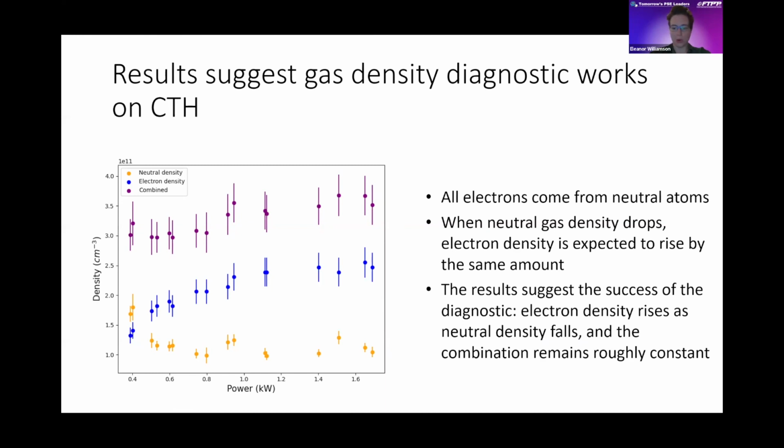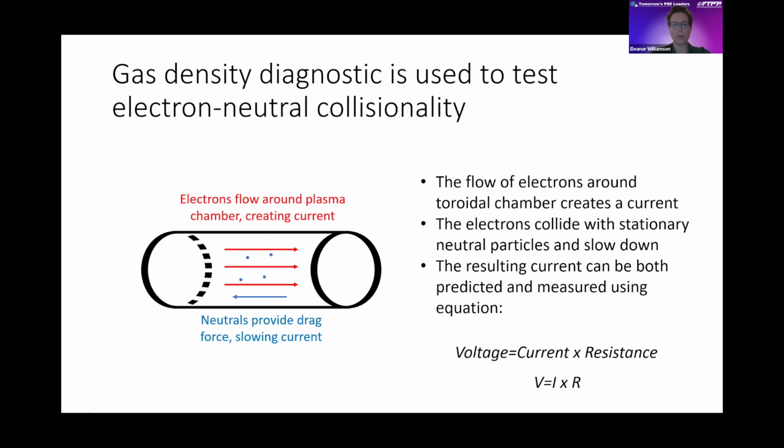Okay, well, it works, but is it useful? What we do on CTH is donut shaped. And what I'm able to do is create a current, cause the electrons to flow around the plasma chamber. You can see the electrons in red. As the electrons flow around the chamber, they get slowed down by neutrals, shown in blue, and those provide a drag force.